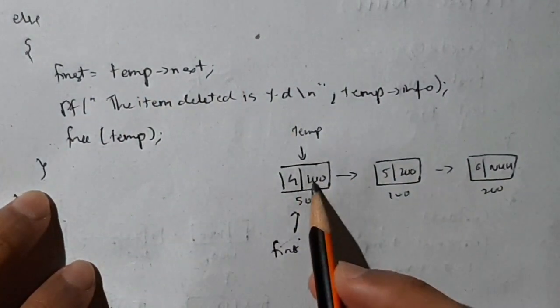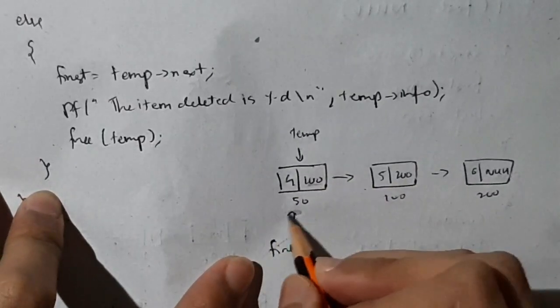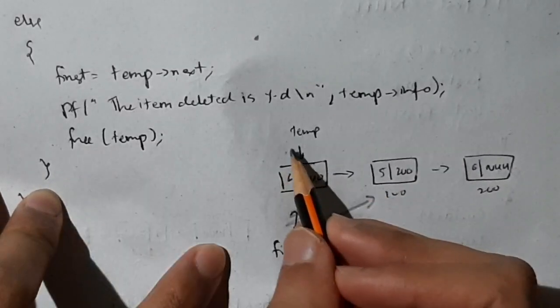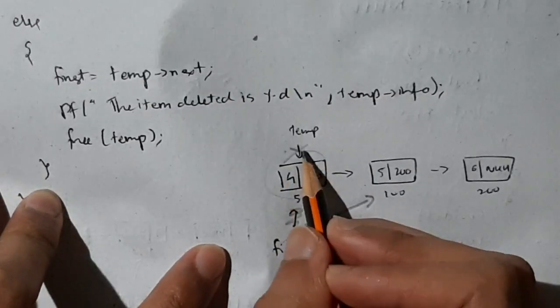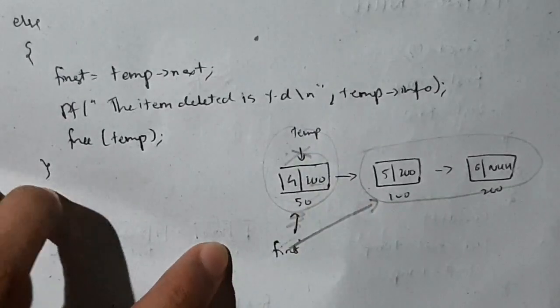This is temp arrow next, is this 100. So first will have 100. What does that mean? Now first will be pointing to this memory location, and free temp means this memory location will be free now, so the list will be starting from here and the first node is deleted.